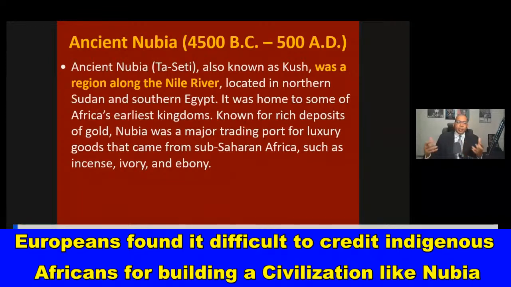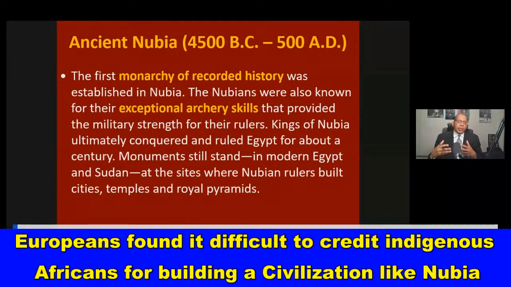Now, when we look at Nubia, it was home to some of Africa's earliest kingdoms, known for rich deposits of gold. Nubia was a major trading port for luxury goods that came from sub-Saharan Africa, such as incense, ivory, and ebony. The first monarchy of recorded history was established in Nubia. The Nubians were also known for their exceptional archery skills that provided the military strength for their rulers.